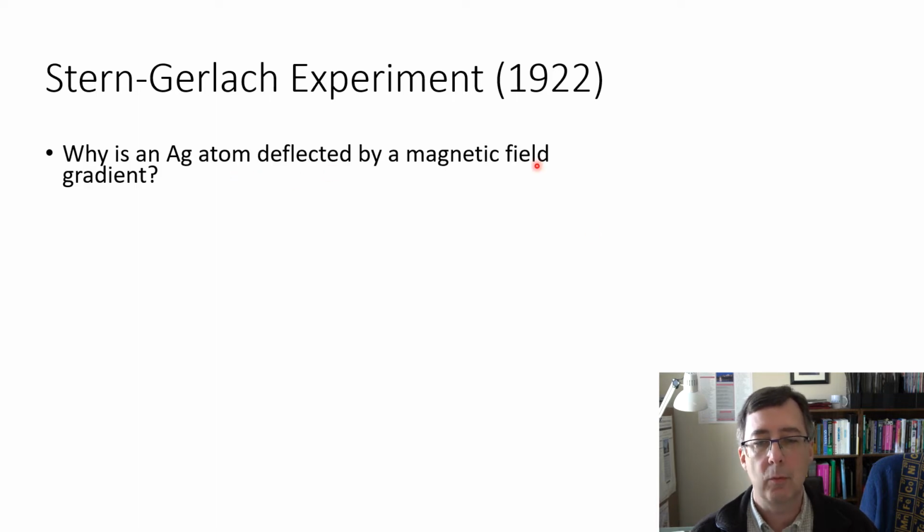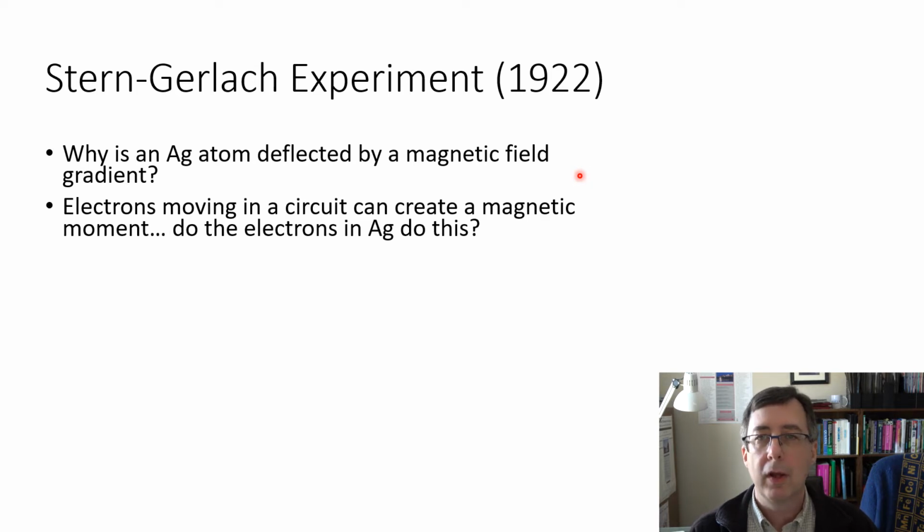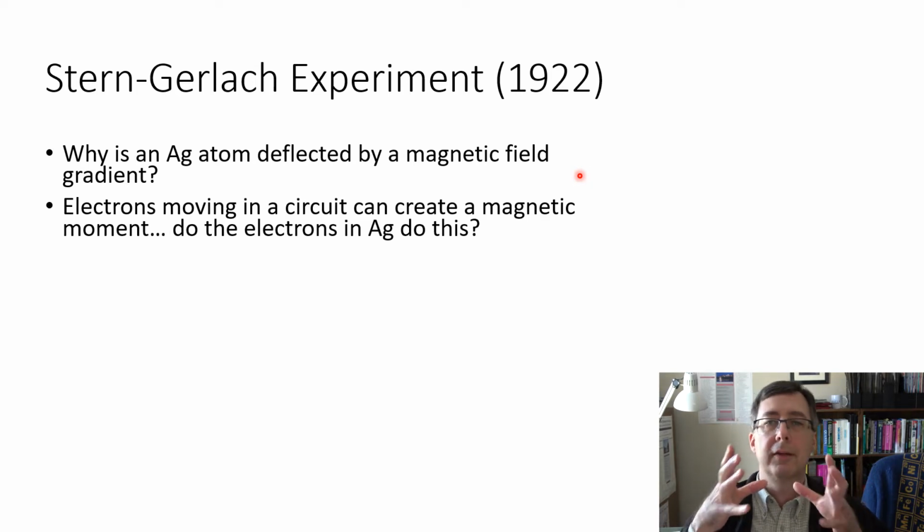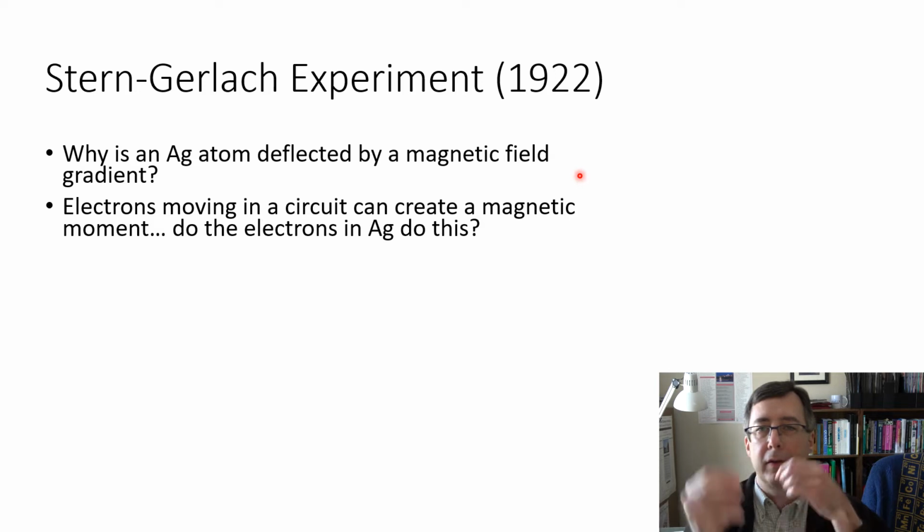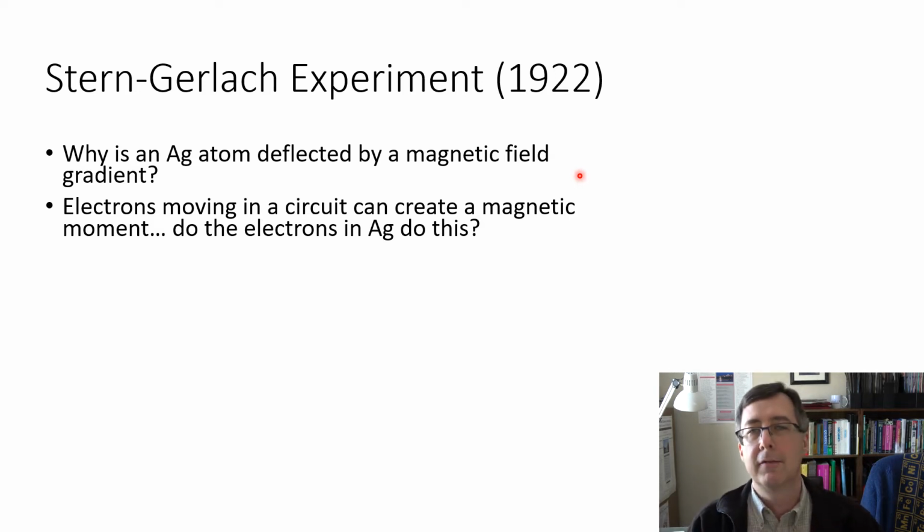So let's ask, why would a silver atom even be deflected by a magnetic field gradient at all? Well, you might think, well, it's an atom, and atoms have electrons, and electrons are moving around. And if I have a very simple mental image of like a Bohr atom, where electrons kind of spin around a nucleus, then I've got an electron moving in a circuit, and that, we know, can create a magnetic field. So is that what's going on?